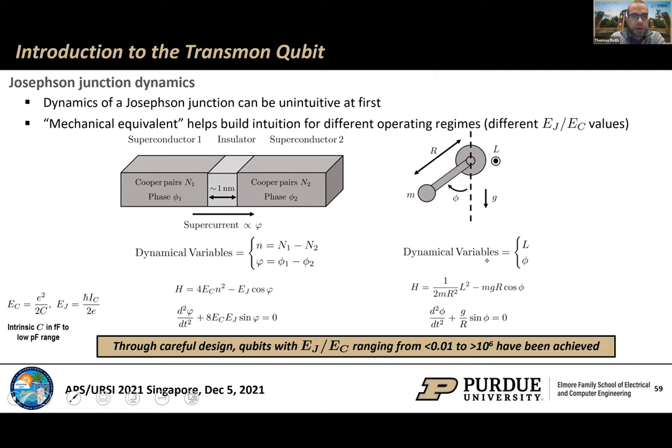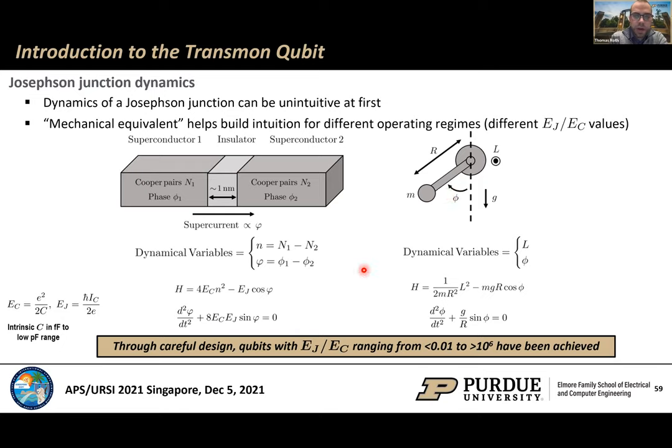And so what makes understanding these Josephson junctions a little bit easier is coming up with a mechanical equivalent for the system. It turns out that we actually have an exact mechanical equivalent: a rigid rotor with a mass on the end of it. We can do a mapping between the charge difference for the Josephson junction and the angular momentum of this rotor, and then the phase difference and the position of the mass of the rotor.